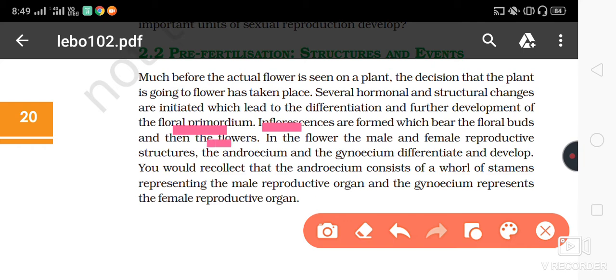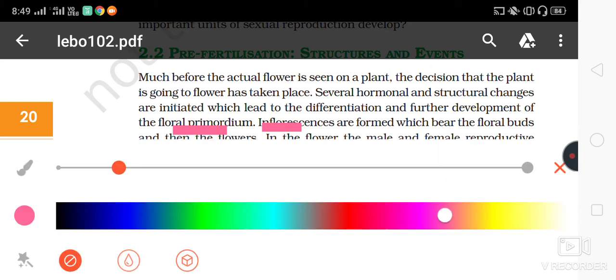In a flower, the male and female reproductive parts, the androecium and gynoecium, differentiate and develop. You would recollect that androecium consists of a whorl of stamens representing the male reproductive organ and gynoecium represents the female reproductive organ.